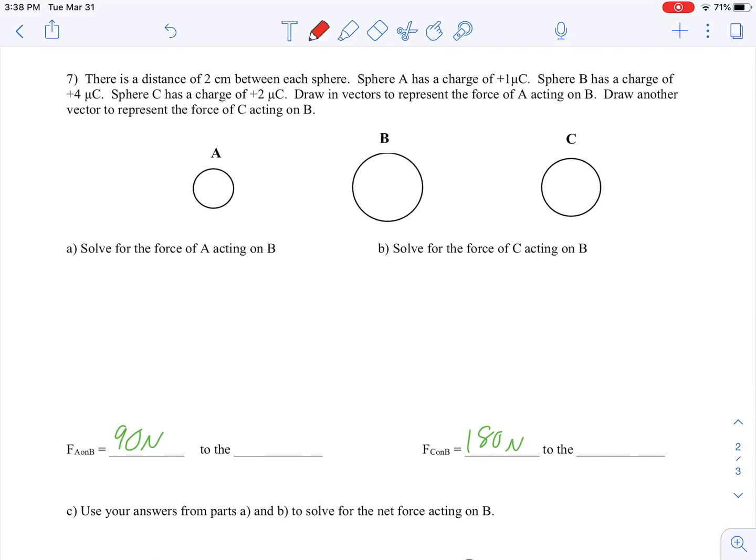And we're also going to do 7 together. I like 7 because it ties in some force stuff that we did all the way back in the first quarter, while also applying it to electrostatic force. So just read through the question quickly. The distance between each is 2 centimeters. So that's 0.02 meters.